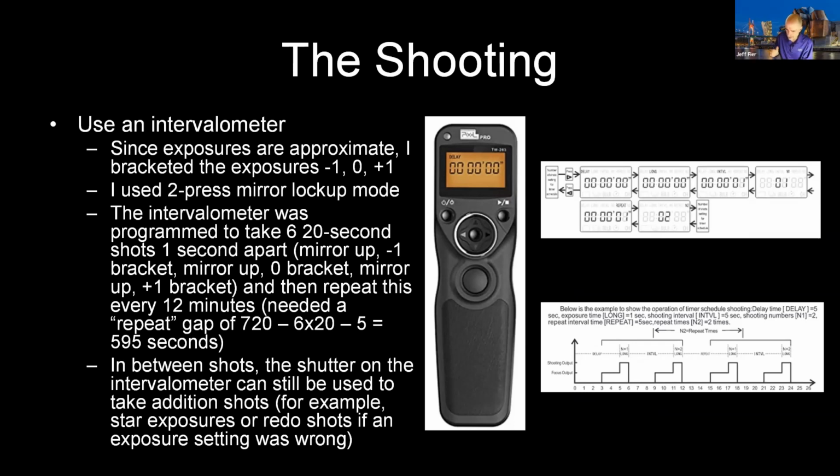Well, between the bracketing and the mirror lockup, that meant that I had 6 exposures to take on the inner loop of this intervalometer, and then the outer loop would be every 12 minutes. So I set up for 6 20-second exposures. And why 20 seconds? Well, I had to set this up to account for the longest exposure that would ever occur during the night. And the longest exposure was during totality of the eclipse. That was nominally an 8-second exposure, but since I was bracketing, I would end up with, in addition, a 4-second exposure and a 16-second exposure.